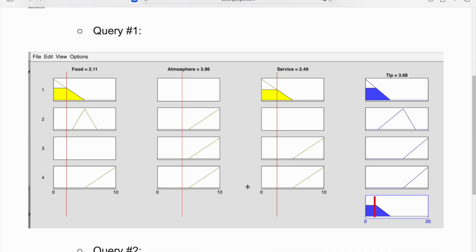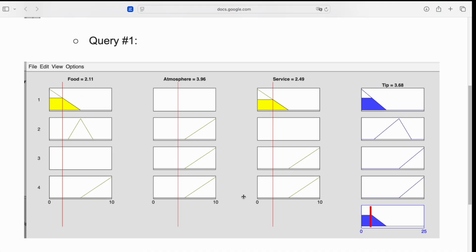Now let's take a deeper look into the queries and test our function. Here we have query number 1 with food equal to 2, atmosphere equal to 4, and service equal to 2. The system returned a tip of about 3.6, which is clearly low, and this makes sense because both food and service are poor.